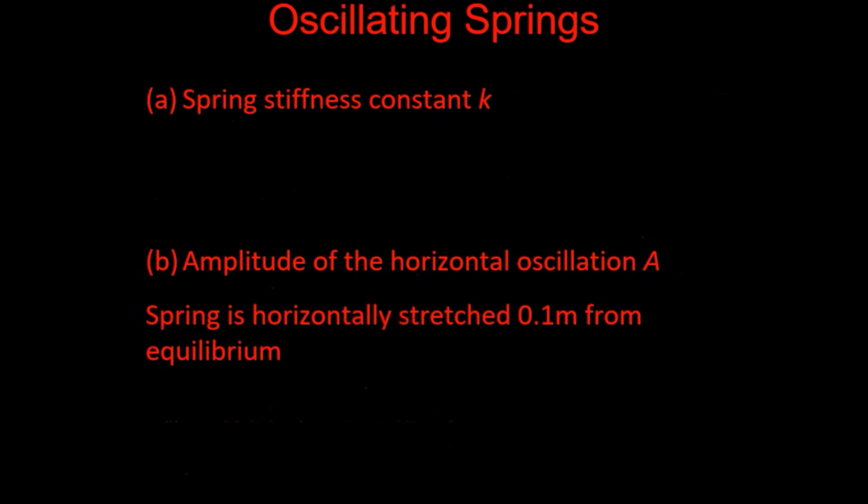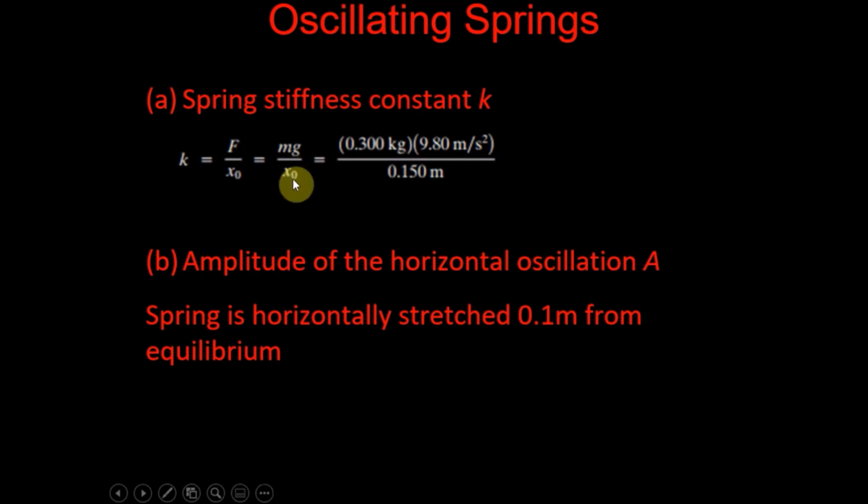So in terms of spring stiffness constant, this one should be relatively simple. We saw that F was equal to negative kx, so a value for k can easily be obtained from the vertical case, where k was equal to F over x0. This will equal mg, as the mass was just allowed to fall under gravity until it came to rest, so this will be mg over x0, the x0 being the extension of the spring. So this will be 0.3 times 9.8 over 0.15. This will give us 19.6 newtons per meter. That's our value of k.